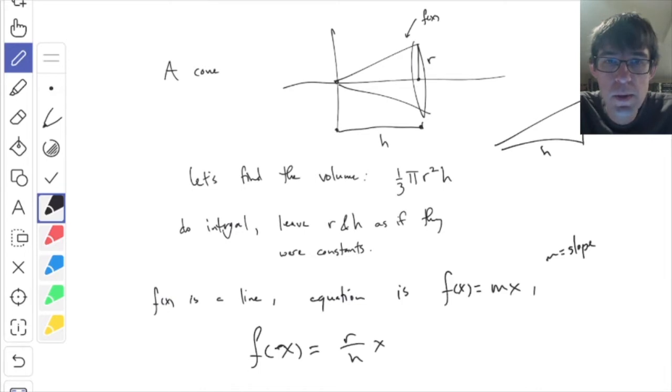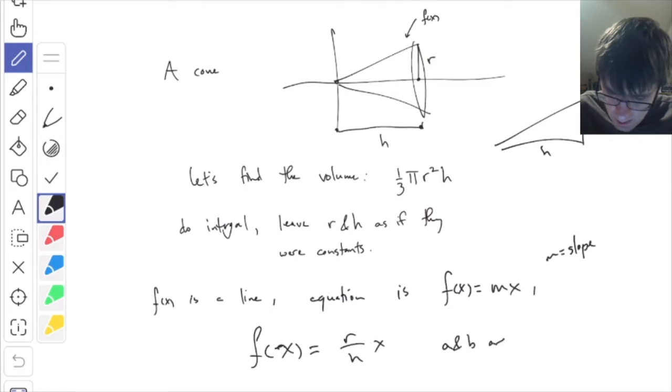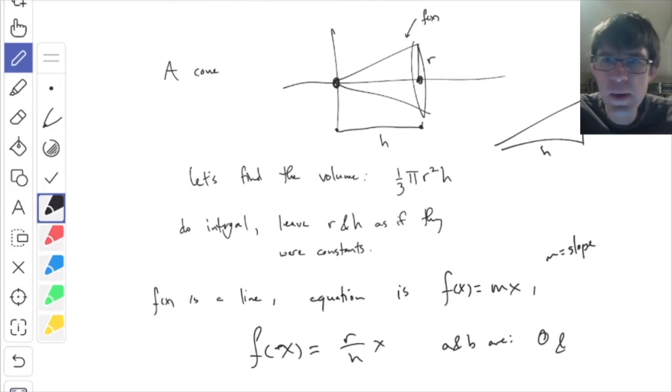All right. And what are the two boundary values, like the a and the b? The a and the b would be this point and this point here. The one on the left is 0, right? How about the one on the right? Can you tell us, Julian?